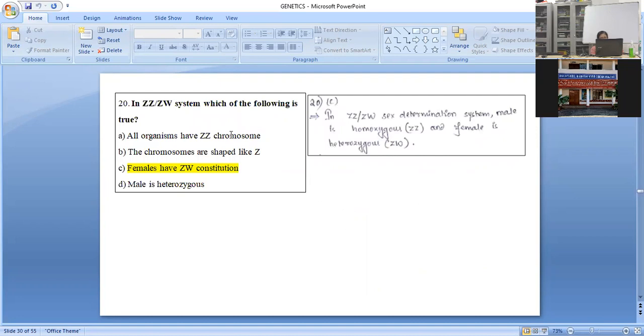The ZZ-ZW system, again we have to just remember that females are heterogametic. So the females will have ZW constitution, and this is a type which is found in birds, where your females are heterogametic and males are homogametic.